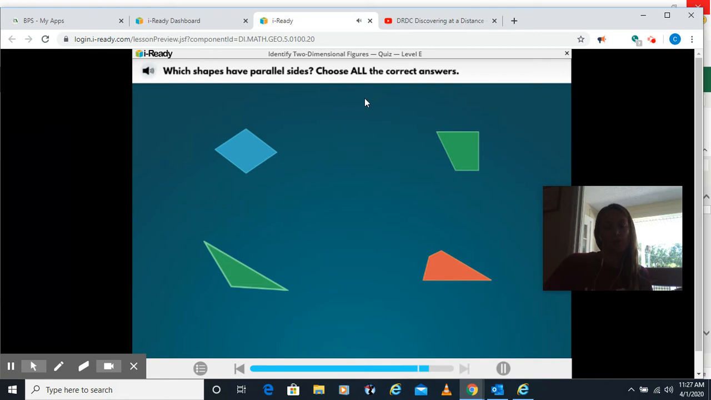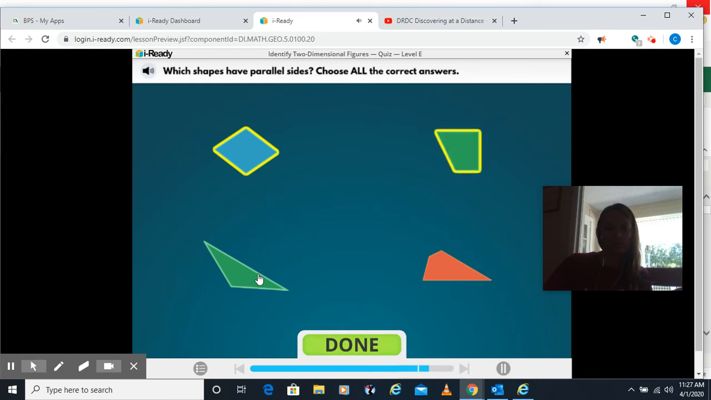Which shapes have parallel sides? So I'm looking for the ones with parallel sides. See them there? Oh, no parallel sides here. Well, this one has some parallel sides. Our triangle doesn't.